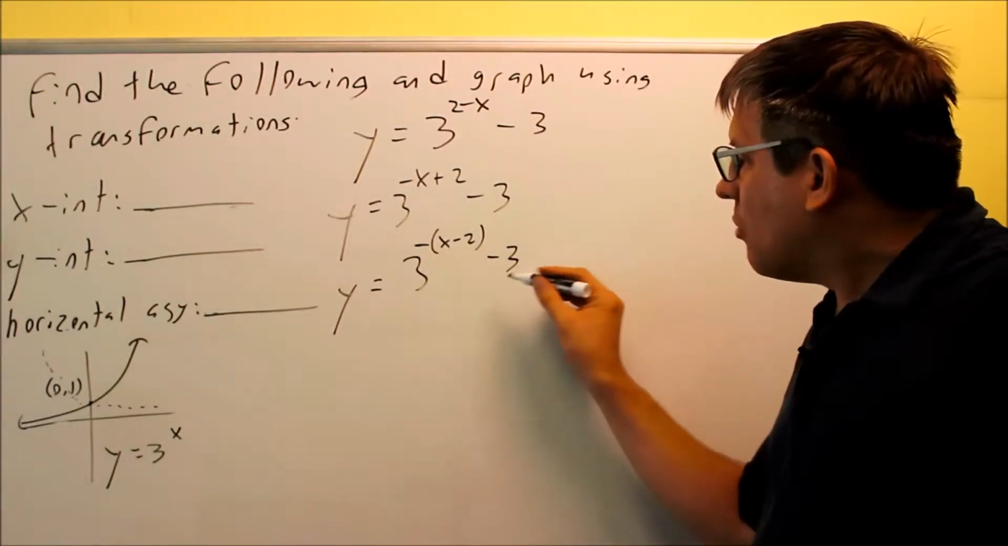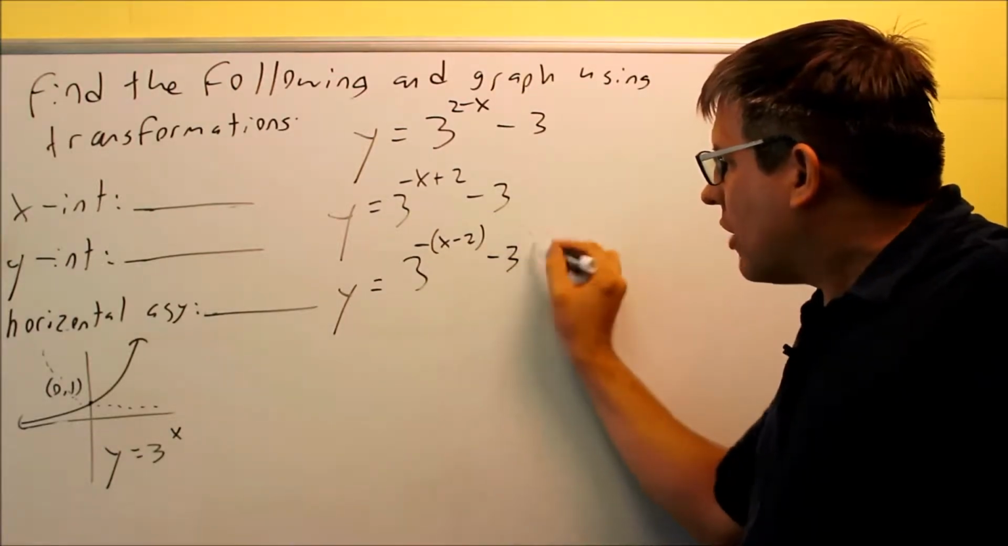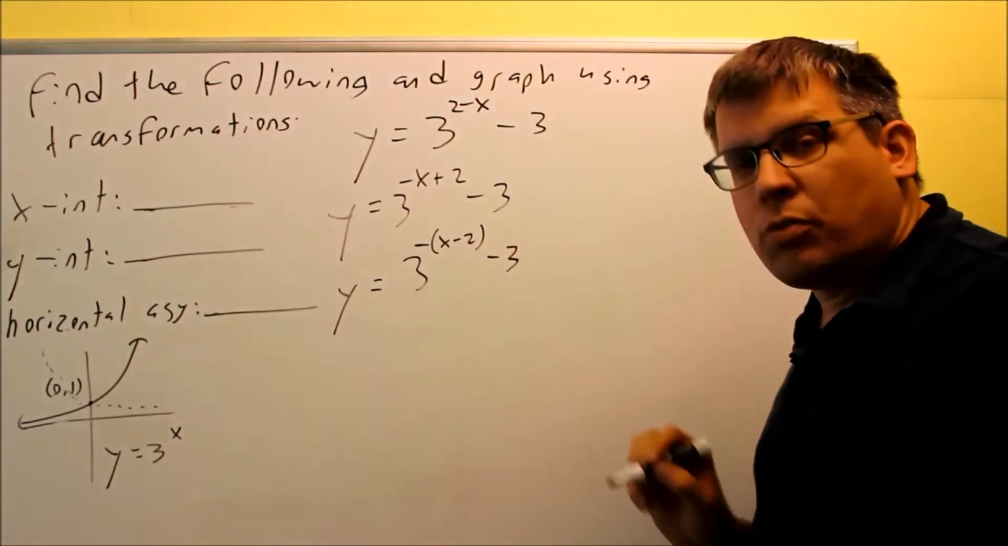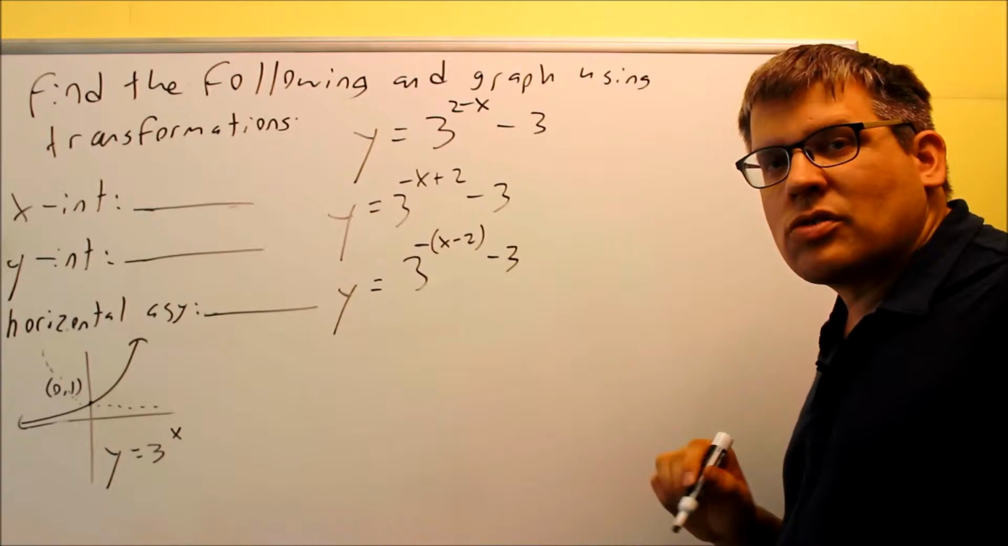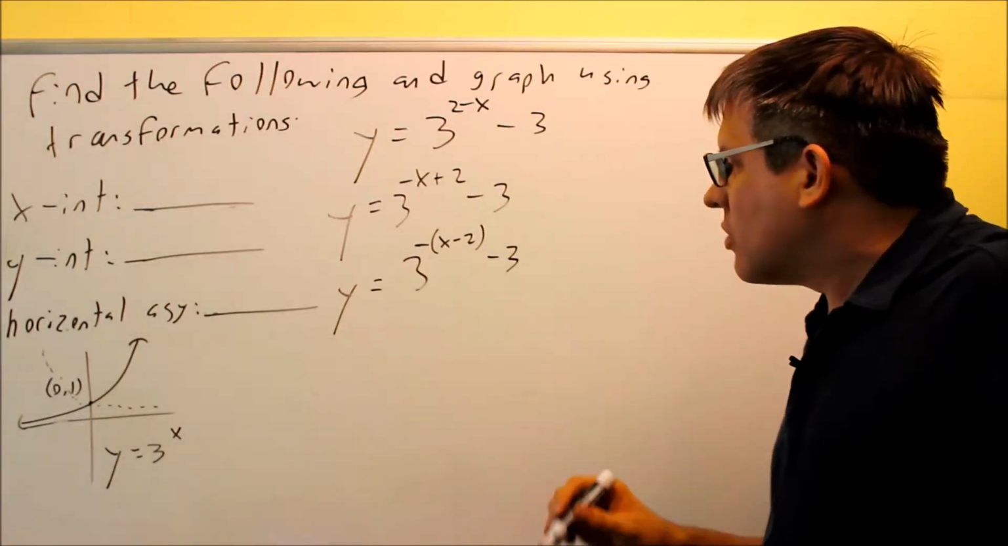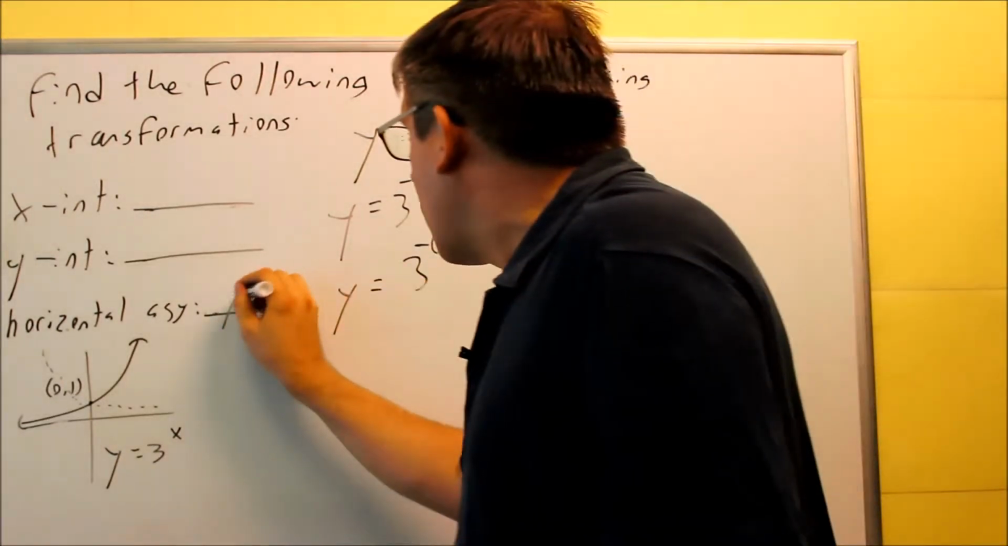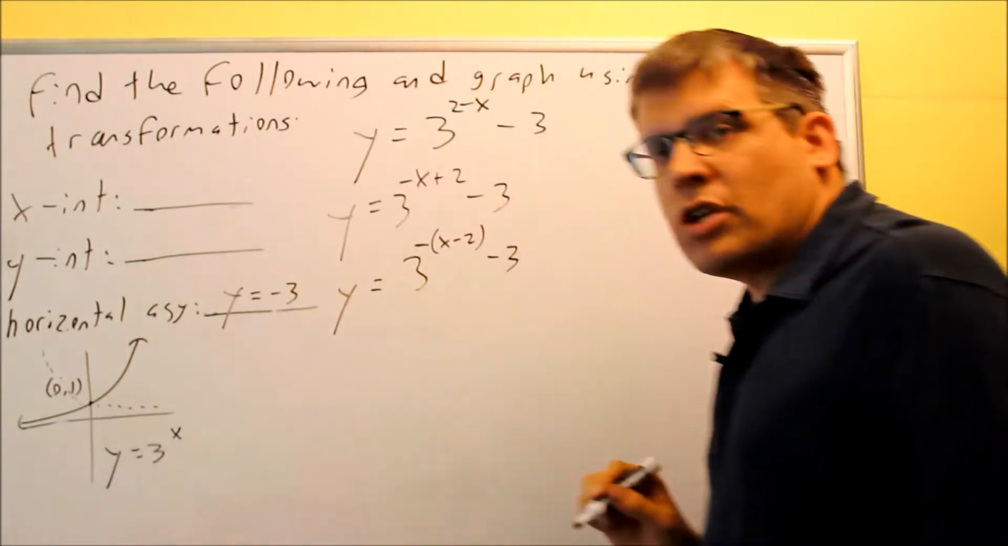Now what happens is it's going to move down 3 units, the minus 3 at the end, and also it's going to move 2 places over to the right from where it is here. So those are the transformations that are occurring. Horizontal asymptote, always this number right here. It's going to be y equals negative 3.